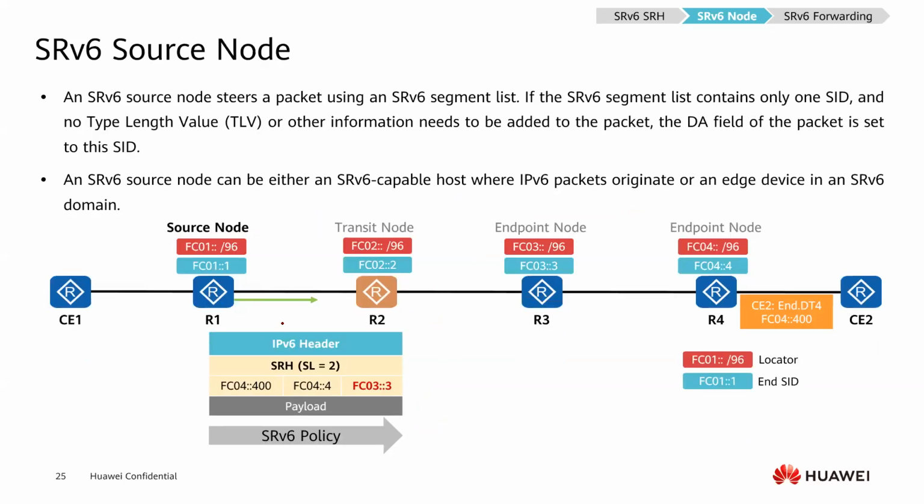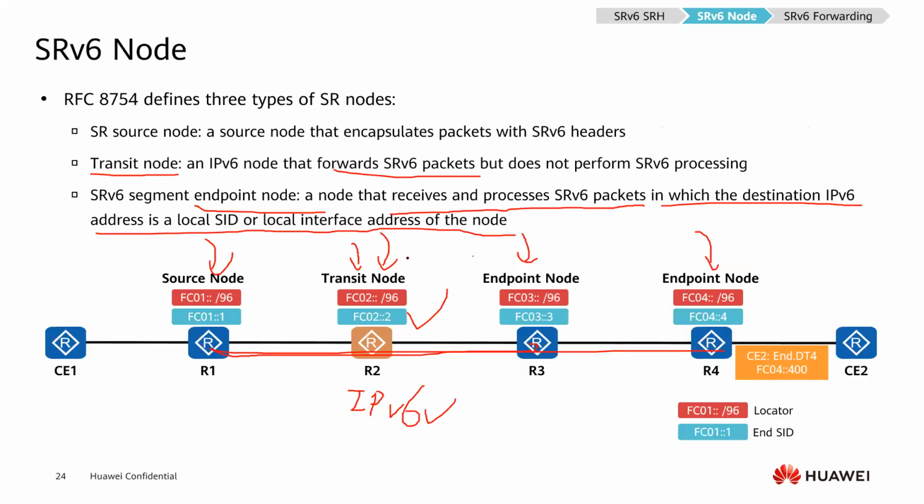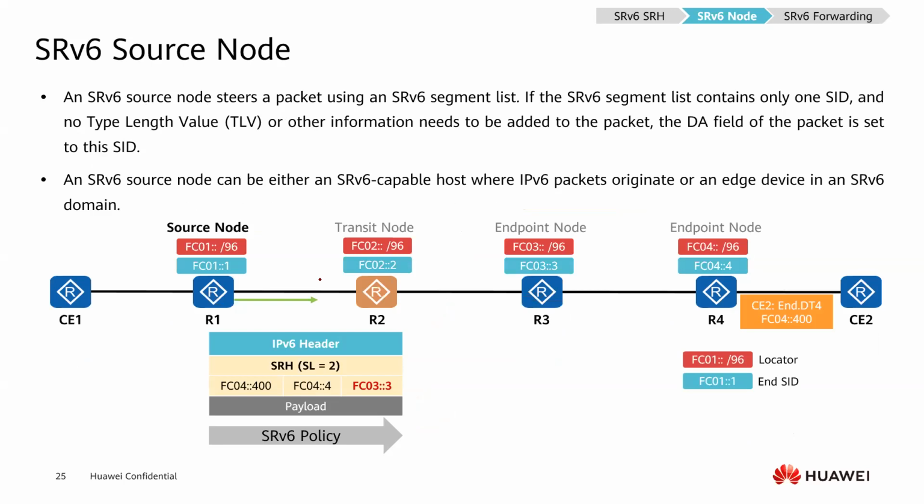What is a source node? What are the different types of node? What do those types of node do? For the source node, this is where they add the SRH header into the native IPv6 packet.